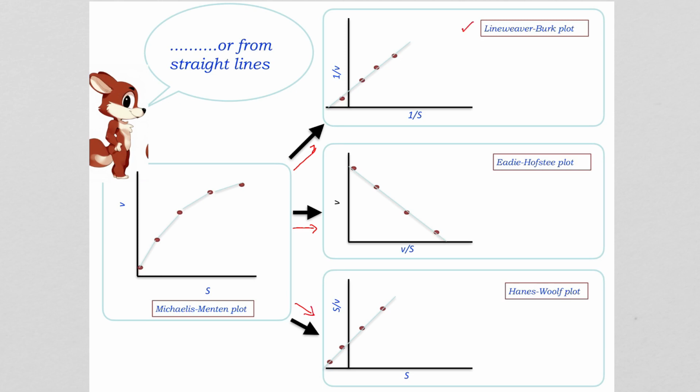We can get the Lineweaver-Burk plot by plotting 1 over V on the y-axis against 1 over S on the x-axis. Or we can get the Eadie-Hofstee plot by plotting the initial velocity V on the y-axis and on the x-axis V divided by S. Or we can generate the Hanes-Woolf plot by plotting S divided by V on the y-axis against S on the x-axis. And it might be much easier to get Km and Vmax from these straight lines.